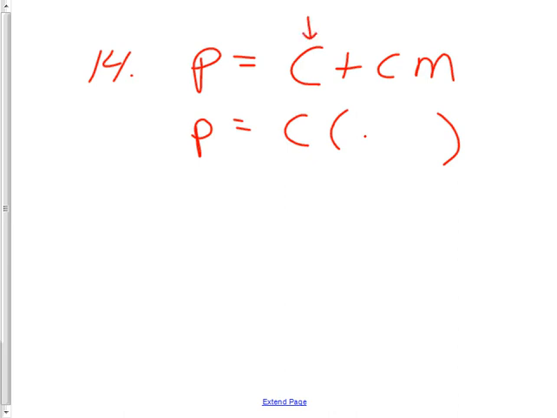Get how there's a C in here and there's a C in here? If there's a C in both of them, I can factor it out to the front. And when I take a C out of both of them, what do I have left? C times what would give me my C? 1. C times what would give me my CM? So now I've got it down to only one C. All right, so I'm going to divide both sides by 1 plus M.